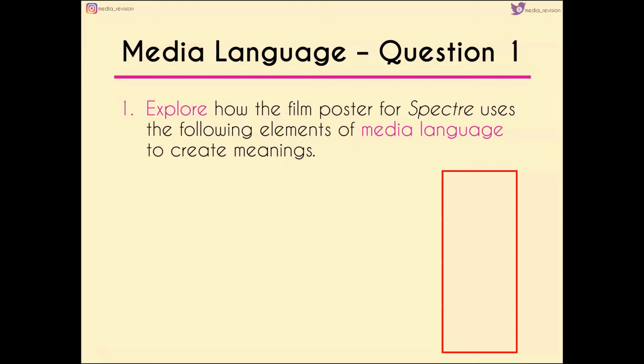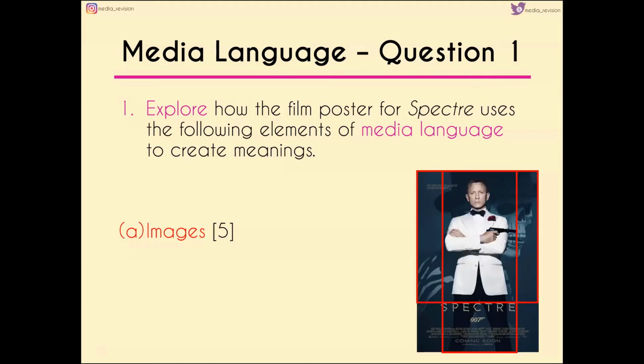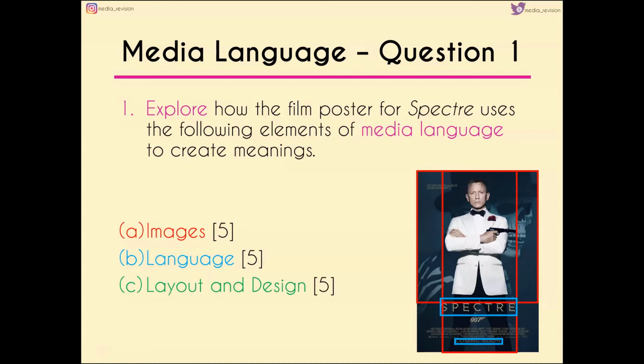Media language means we're going to be looking at all of the things that are surrounding the poster, which is going to be the Spectre poster. As I said, we are going to be looking at images, which will include both the big red box for Daniel Craig, but also the background image, as you can see now, of the man in the mask. We're then going to be having a look at language, which, as we said in the previous video, is looking at written language and text on the page, which in this particular poster boils down to the name Spectre and also that coming soon statement at the bottom of the page. And then the layout and design, which is the entirety of the image.